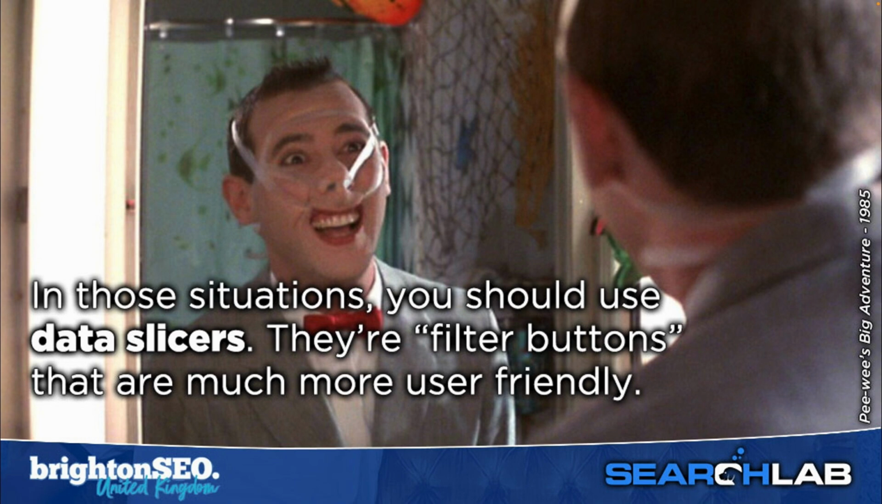So in these situations, I like to use data slicers. These were added a few years ago, and they're basically filter buttons. It does the same thing as filtering data in a table with the little triangle button, but it's a big obvious button, and you can change the colors and make them even more obvious, and it's just much more user-friendly.